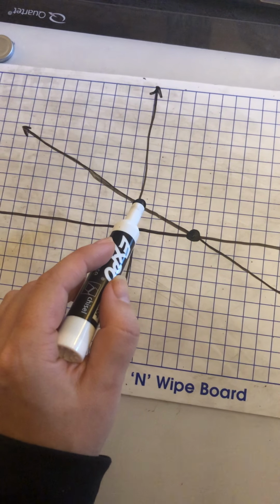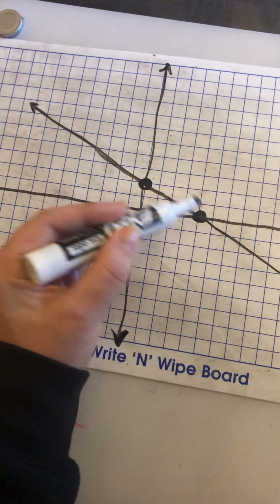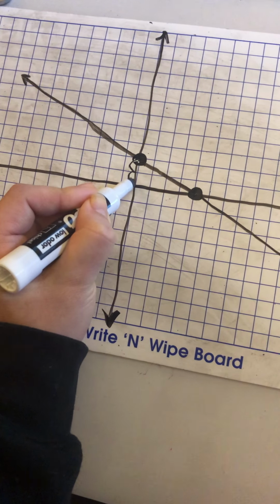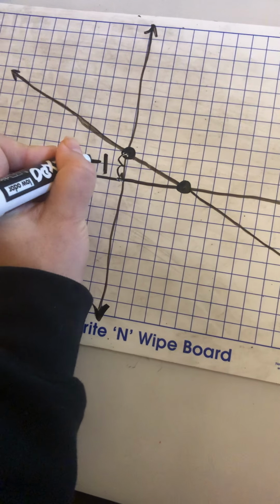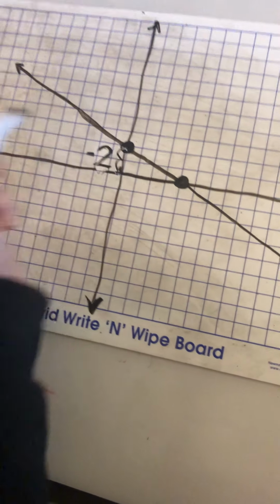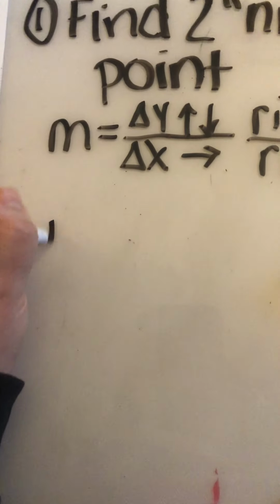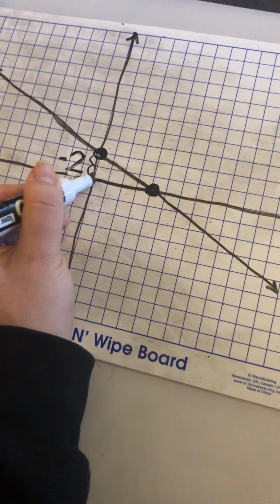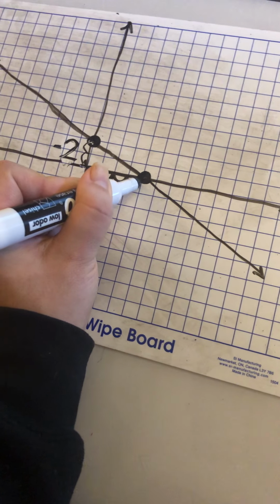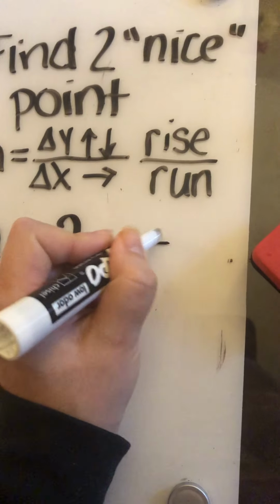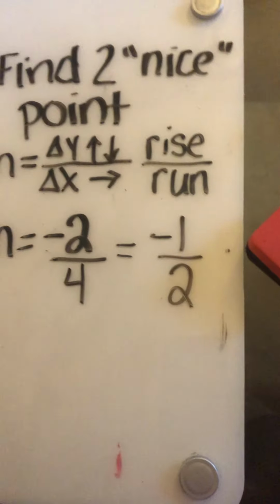I'm going to start at this point because it's furthest to the left, and to get to this point, I'm going to have to move downwards. So I count. I'm going down 1, 2. So my rise is going to be -2, because I had to go down 2. Okay? So I'm going to write that here. M equals -2 over, how many did I have to run? Let's count. 1, 2, 3, 4 to the right. So my run is 4. And then again, like before, if you can simplify, you always want to. So my slope simplified would be -1 over 2.